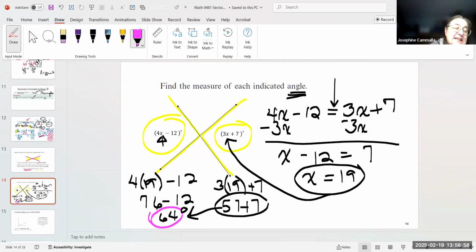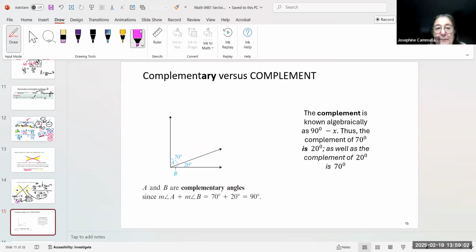Now, this is our next thing. Now, this is where you got to be careful. A-R-Y. Notice this other word does not have the A-R-Y. Okay. Now, that's where you're going to have to be careful. This is details.